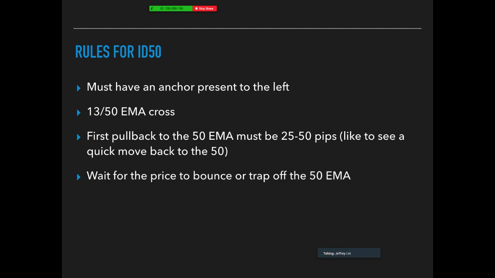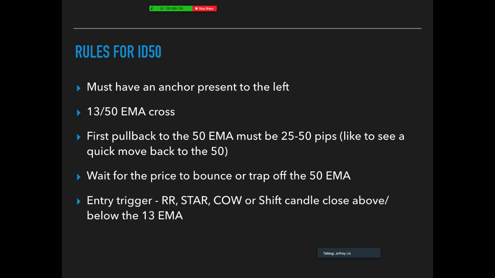So we're going to wait for the price to bounce or trap off that 50 EMA, and then we're going to look for an entry trigger, and that's going to be either railroad tracks, some kind of star pattern like a morning star or evening star, cord of wood, or a shift candle. It's going to close above or below the 13 EMA, obviously depending on if it's a buy or a sell. And then we're also going to have TDI confirmation, which is an RSI crossing over the signal line in the direction of the trade.